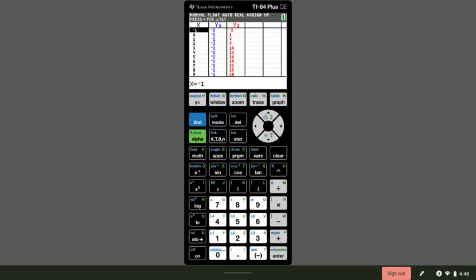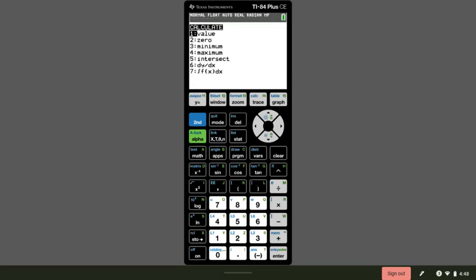So to do that, see how above trace it says calc? So I want to use that. So I'm going to do second trace. And then what I'm looking for is option 5, which is the intersection. So I can get to option 5 by using my arrows down to 5, or I can just push the number 5. So this says up top, first curve down there. So yes, the blue one's my first curve. The red one is my second curve. Guess doesn't really matter. And then it tells me my answer is -1, -2.